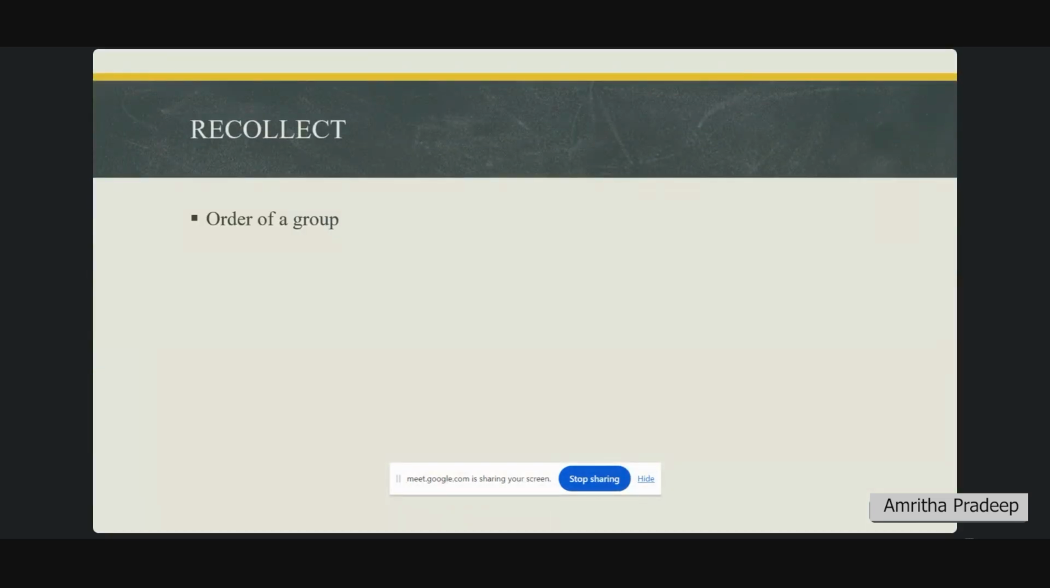The first one is order of a group. So can someone tell what order of a group is?